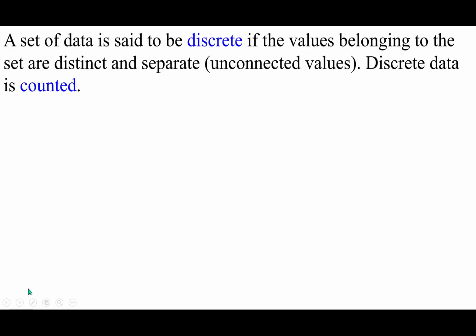All right, so in this video, we're going to be talking about discrete and continuous functions and what is the difference between the two. Now, I've touched on them briefly in previous ones. So a set of data is said to be discrete if the values belong to a set of distinct or separate values. So a discrete data set can be counted.